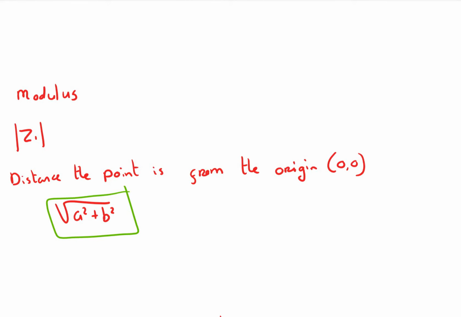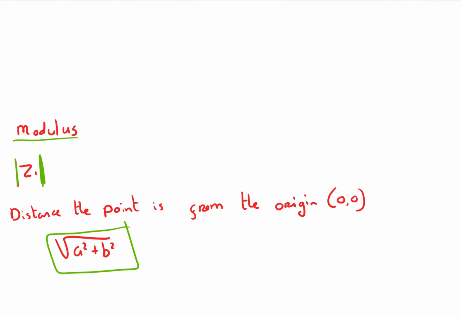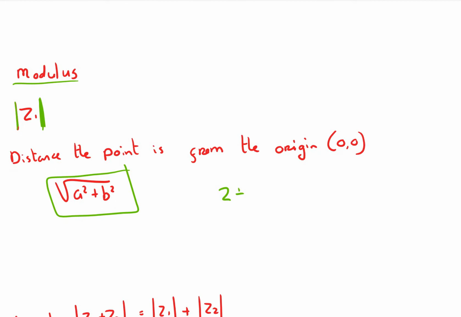But the way it's generally done in complex numbers is this formula here. Alright. If they're asking you to find the modulus, they don't say find the modulus. They use maths language, which is z1 with the two lines either side. That means the modulus of z1. Alright? So, if I want to find the modulus of z1, here's what I do. I look at z1, which is 2 plus 3i. So 2 plus 3i. I take this formula.